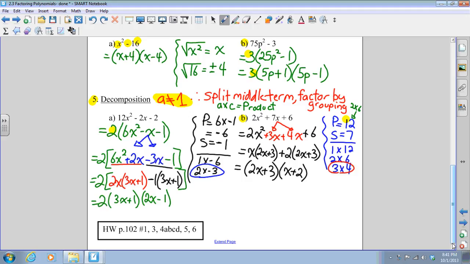So your homework for today is page 102, numbers 1, 3, 4a, b, c, d, and 5 and 6.